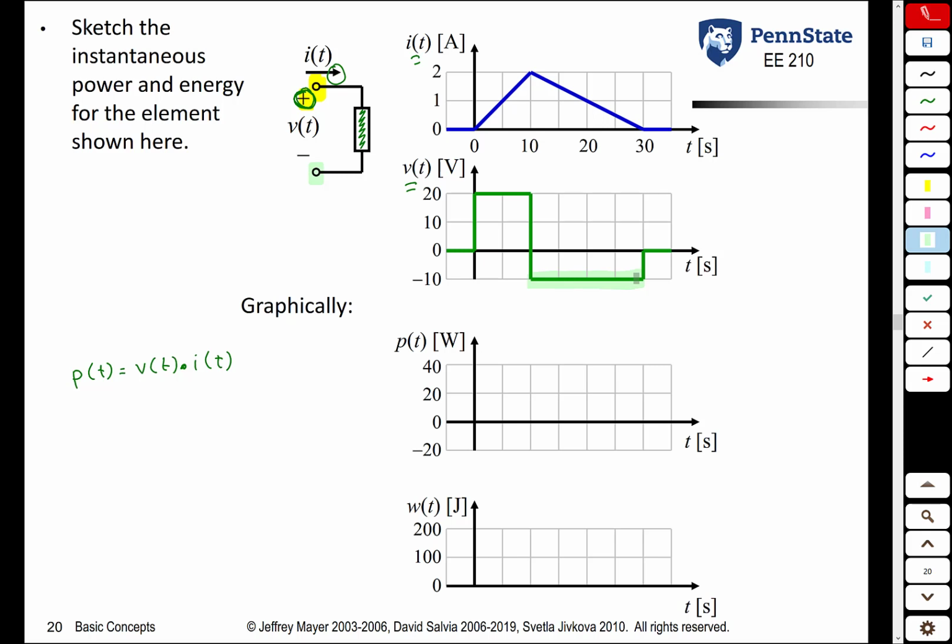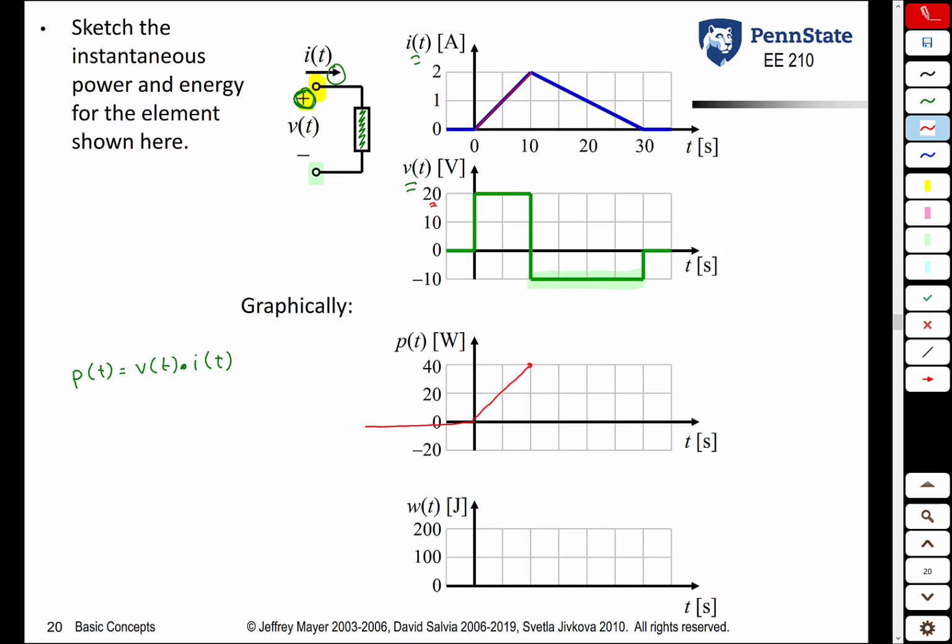Anyway, to find the power, you basically point by point multiply the current, the blue line, by the voltage, which is the green line. See what we get. So first off, for time less than 0, because current and voltage are both 0, your power is going to be 0. Now, between 0 and 10 seconds, the voltage is constant, 20 volts, and the current increases linearly from 0 up to 2. So by the time you get to 10 seconds, you get 2 times 20, or 40 watts. So the power is going to rise like that.